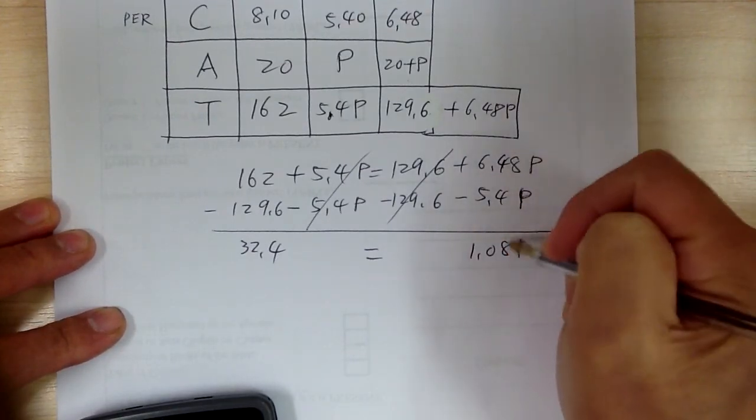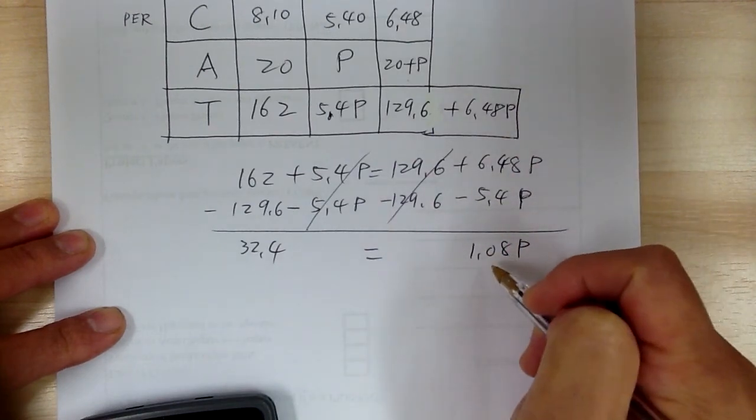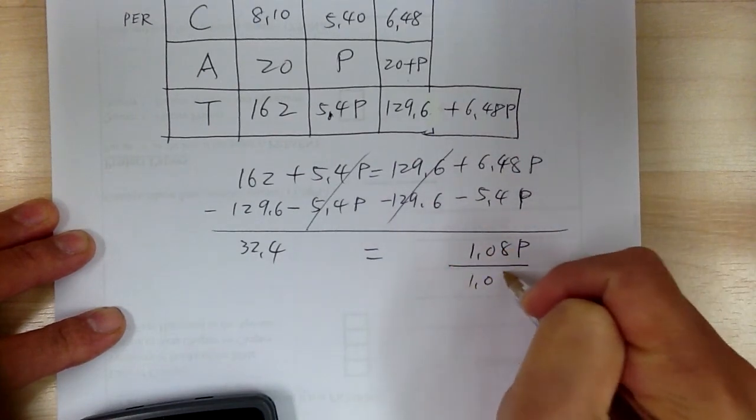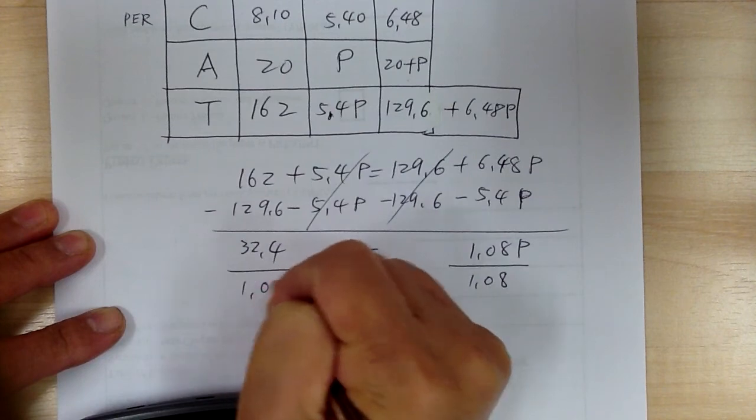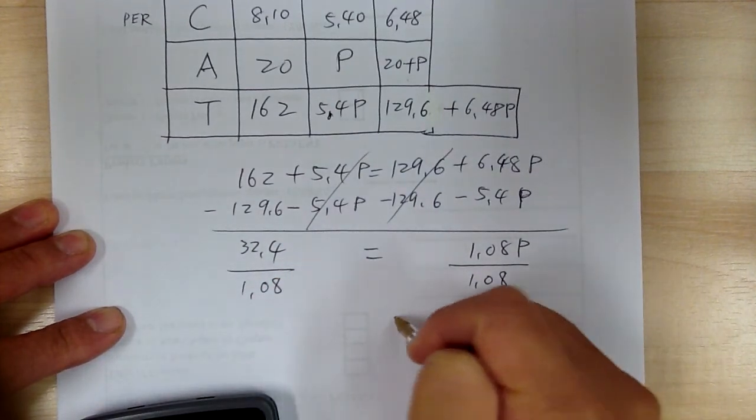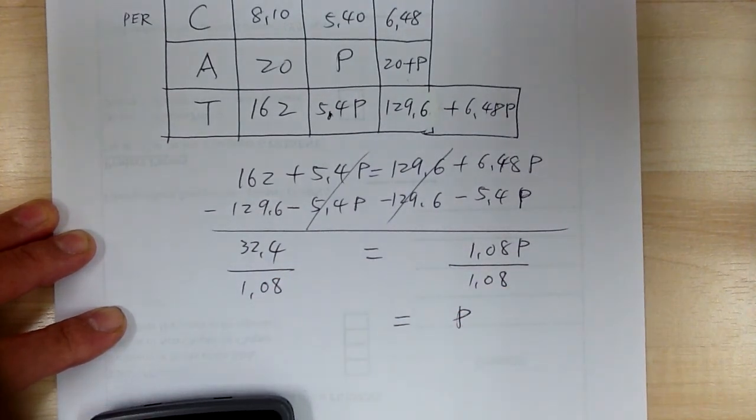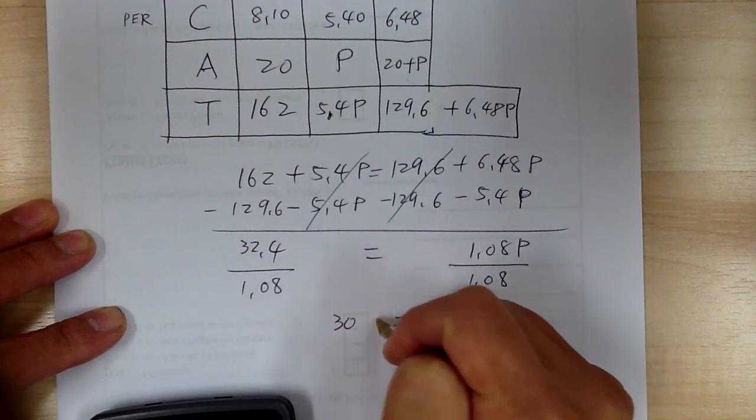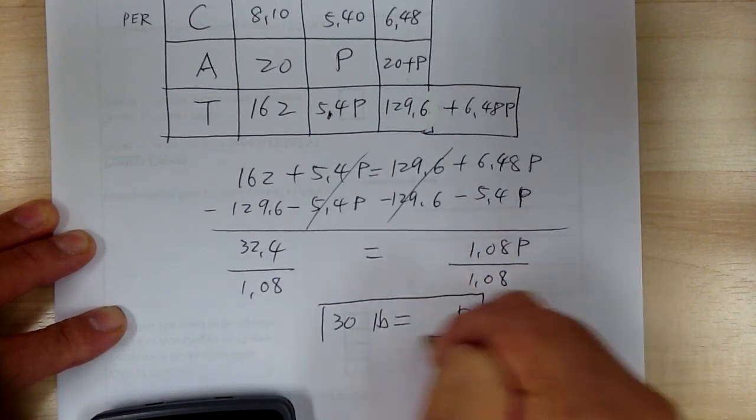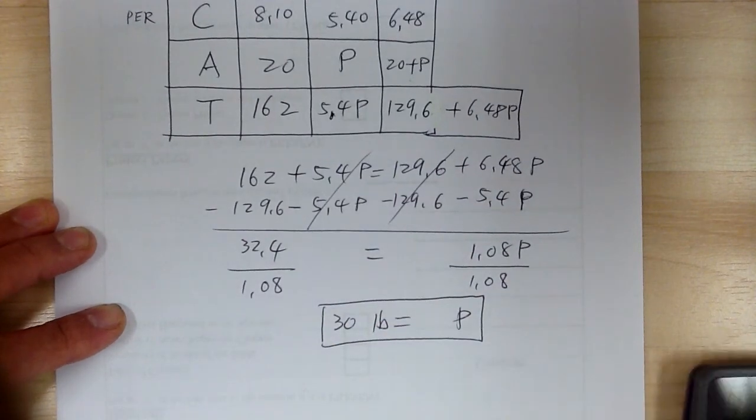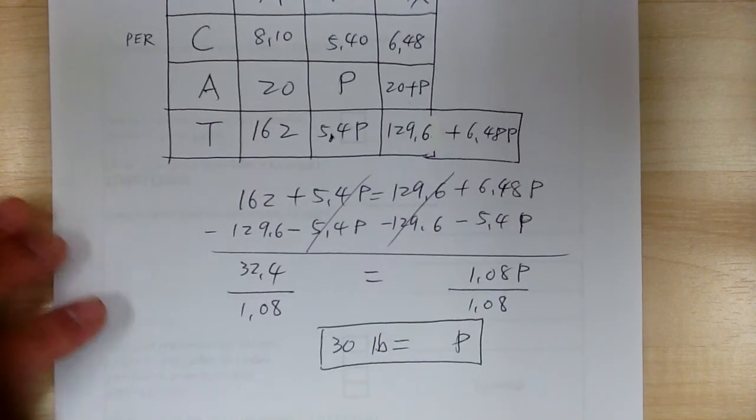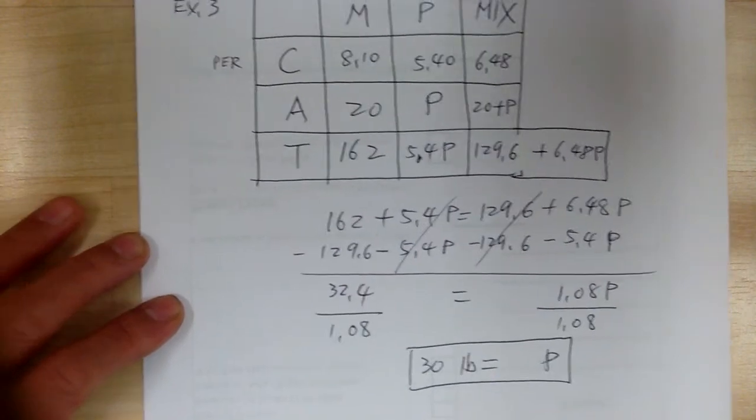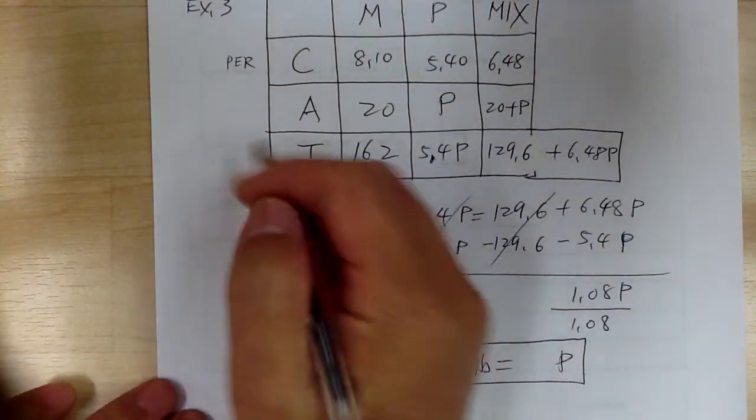Then you divide by 1.08, divide by 1.08. So p equal to 30 pounds. So pecan is 30 pounds, and that's it. Okay, so let's go and do some practice.